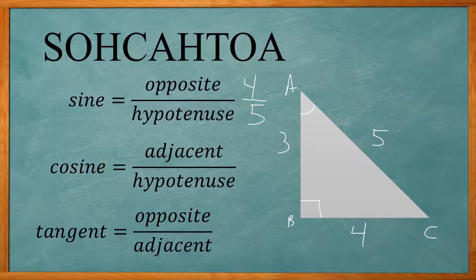Now if we do the cosine of angle A, now instead of the opposite side, we're going to do the adjacent side, which is side AB, which has a length of 3 over the hypotenuse of 5. So 3 over 5. Now the tangent of angle A is opposite over adjacent. We said opposite was 4, adjacent was 3, so it'll be equal to 4 over 3. So that is SOHCAHTOA. Sine is equal to opposite over hypotenuse, cosine is equal to adjacent over hypotenuse, and tangent is equal to opposite over adjacent.